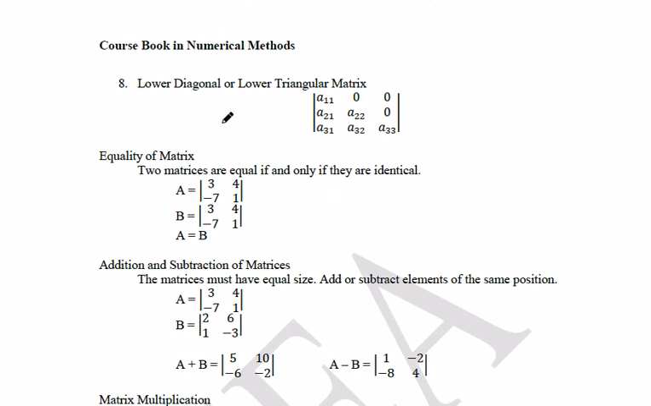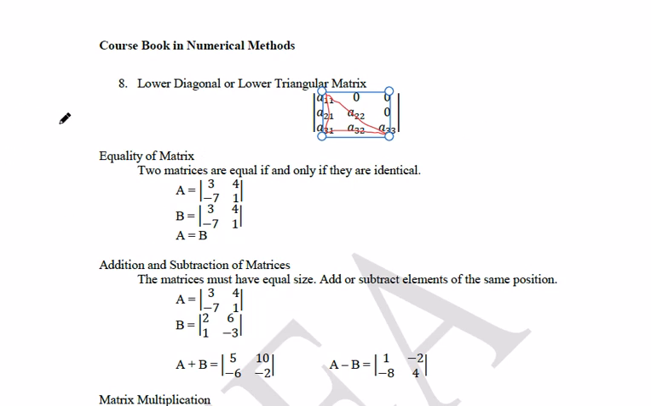Then we have the lower diagonal or lower triangular matrix. In this type of matrix, only the lower triangular elements have values, while the upper elements are all 0, or the elements above the diagonal are 0.